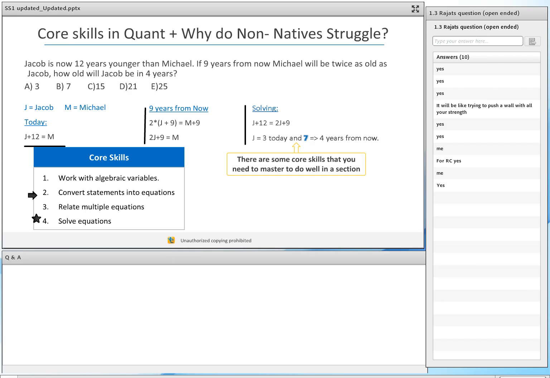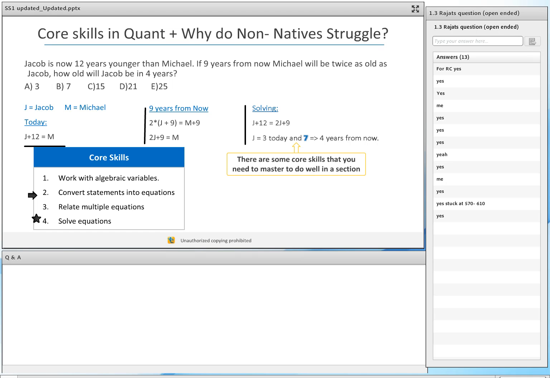It'll be like trying to push a wall with all your strength. Absolutely, it feels like that, yes. And the reason this happens is because you're doing the equivalent of the exact same thing, where you're putting your energy on the wrong core skill. And because you're putting your energy on the wrong core skill, you don't see improvement.